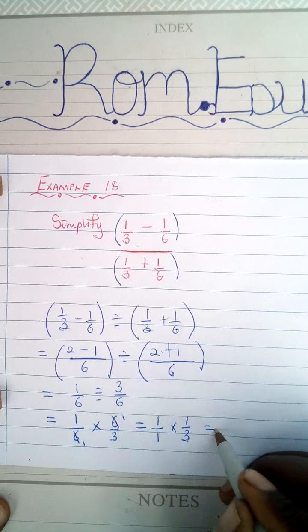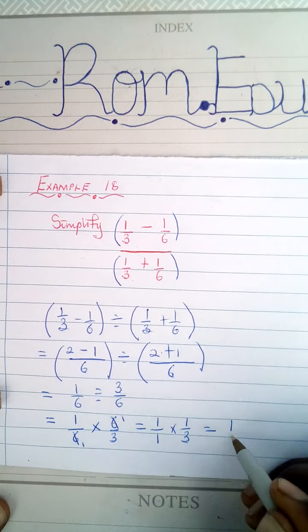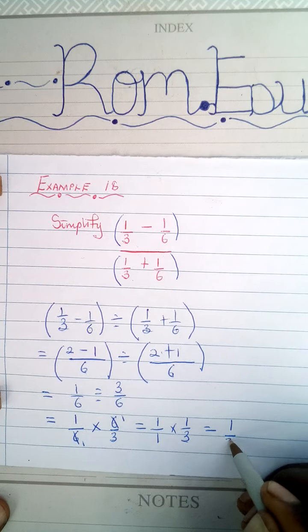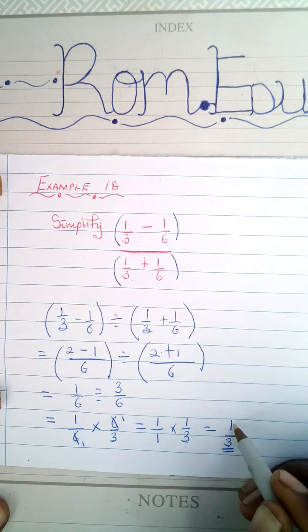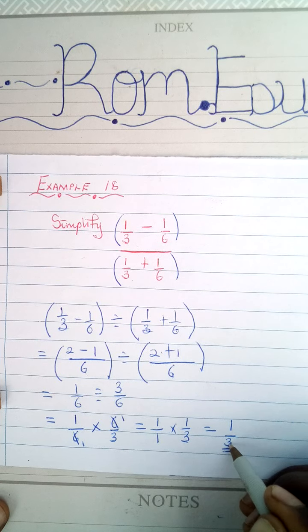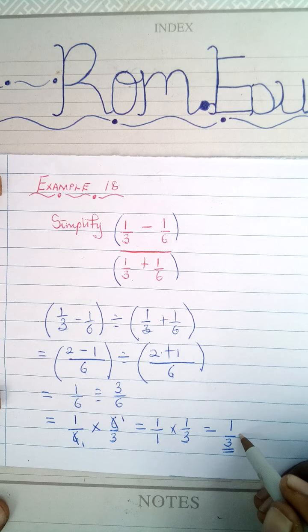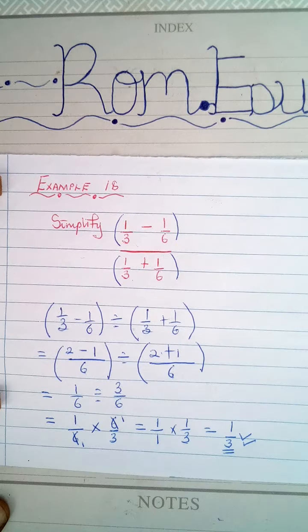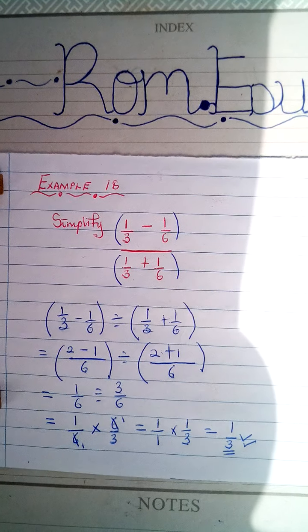So I multiply the numerators. 1 times 1, that's 1. 1 times 3, that's 3. I check, do I have any number that goes into 1 and 3 besides 1? No. So that makes it the solution in simplest form. Then we are done there.